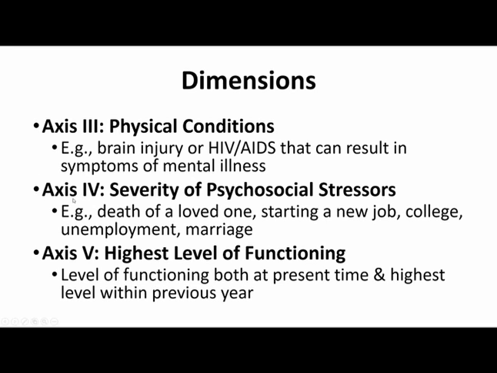For the DSM-4, they continued on with axis 4 and 5. Axis 4 talked about the severity of those psychological stressors. So what was going on in your life that might be stressing you and making these symptoms worse? So death of a loved one, starting a new job, unemployment, marriage, things that could change how you're interacting with your world. And then axis 5 talked about your highest level of functioning.